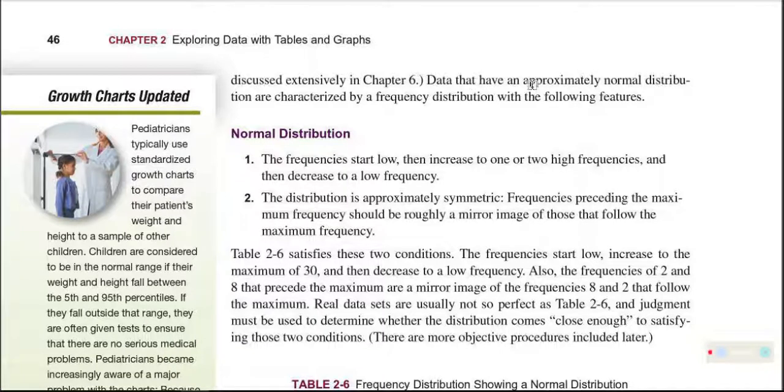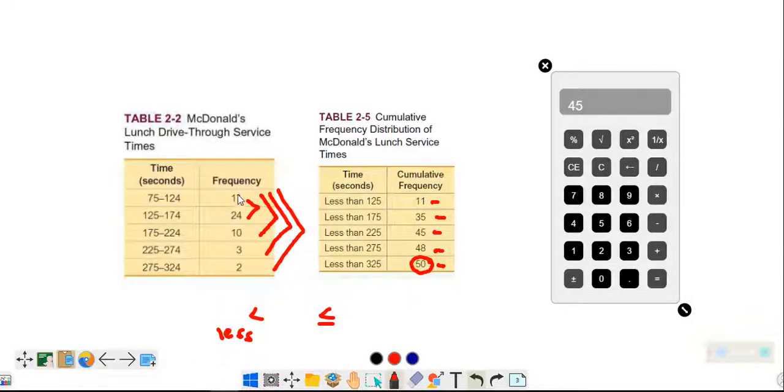Data that have an approximately normal distribution are characterized by a frequency distribution with the following features. First, the frequencies start low, then increase to 1 or 2 high frequencies, and then decrease to a low frequency. So, let's look at our dataset here to see if it satisfies this. It starts low, then increases over the next 2 classes, and then goes down again. So, is this normal? Do you think it is normal?